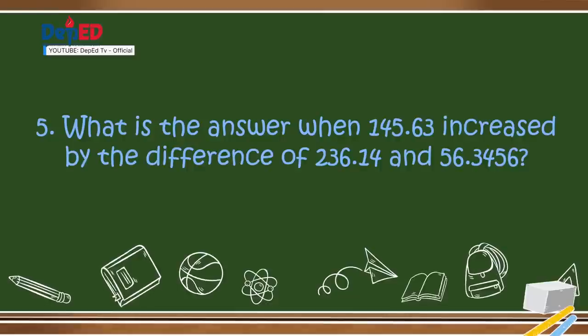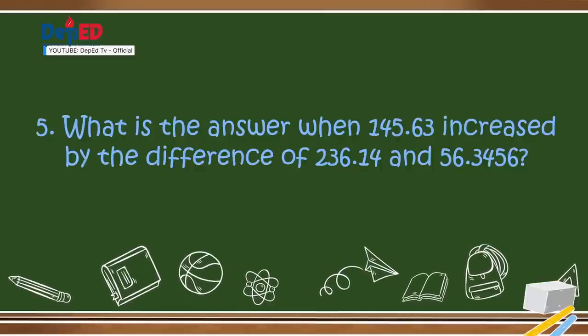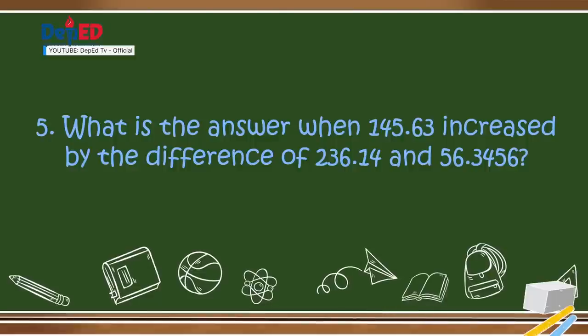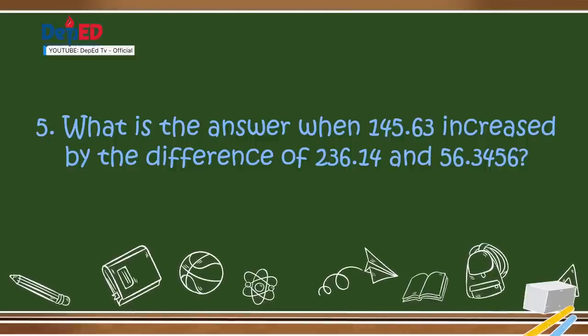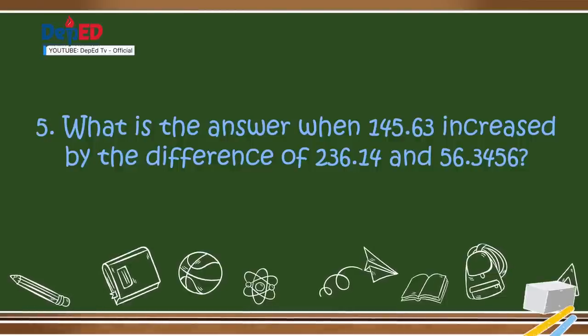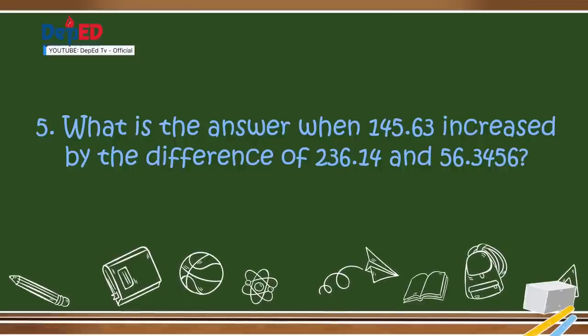And number 5. What is the answer when 145 and 63 hundredths is increased by the difference of 236 and 14 hundredths and 56 and 3,456 ten thousandths?